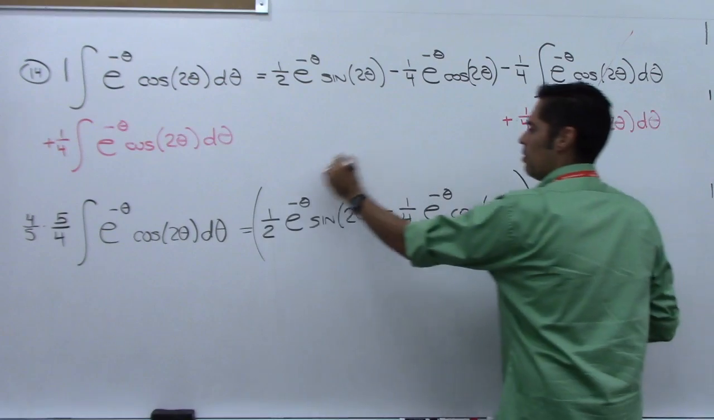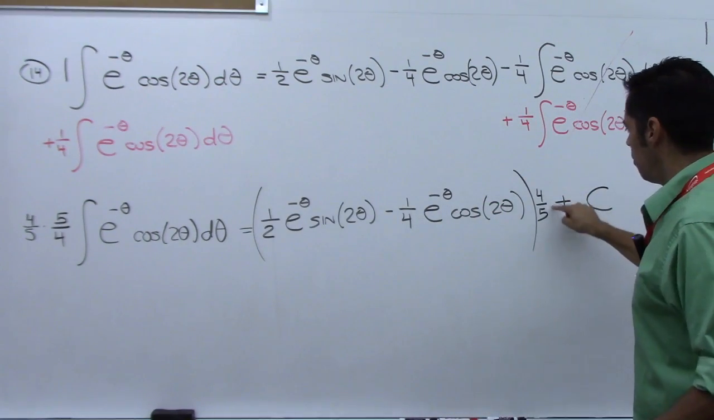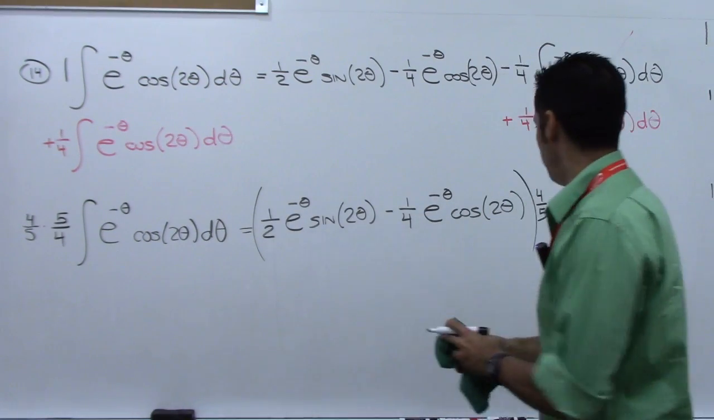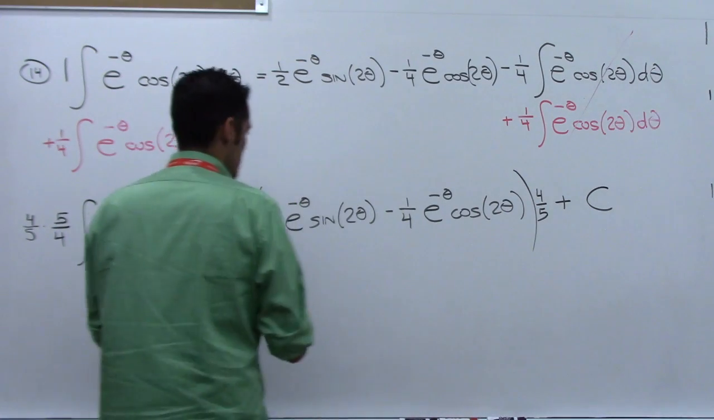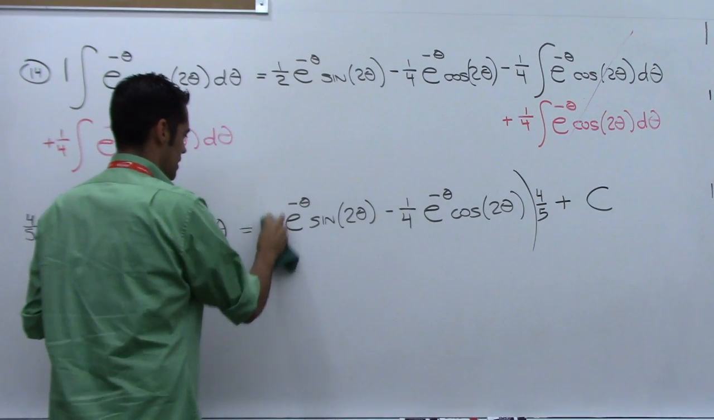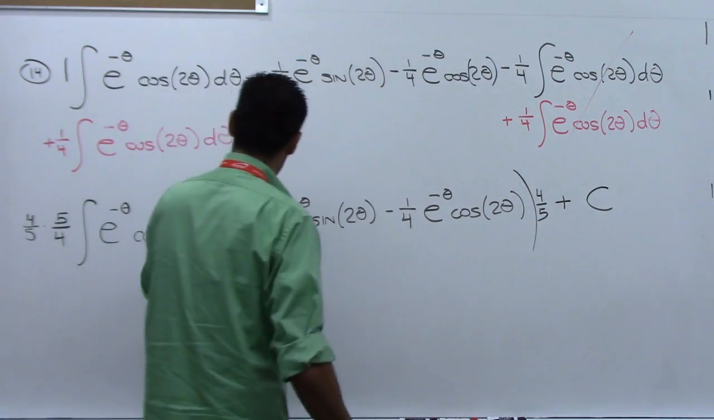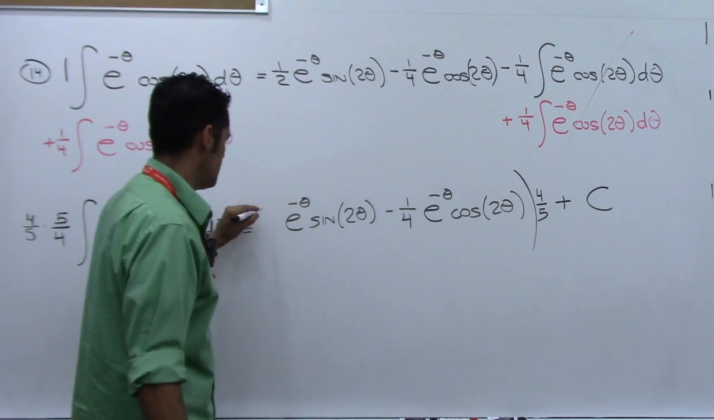So I'll distribute through here now. So when I distribute 4/5 to here, I get 4/10. So again, I'm going to cheat. I'm going to just erase this. 4/10. Oh, 4/10 is 2/5.